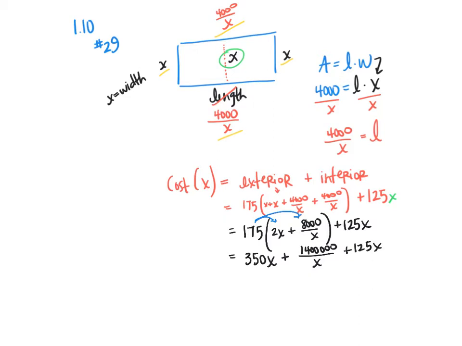And I can still combine a little bit more just so that I have it as simple as possible. And that's going to be my C of x. So that would be my cost of $175 for the exterior walls plus $125 for the interior. And that's your final answer.